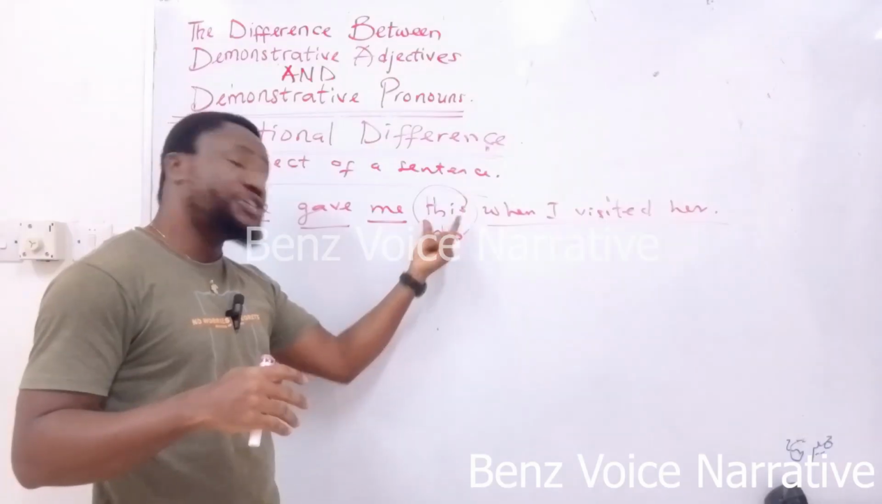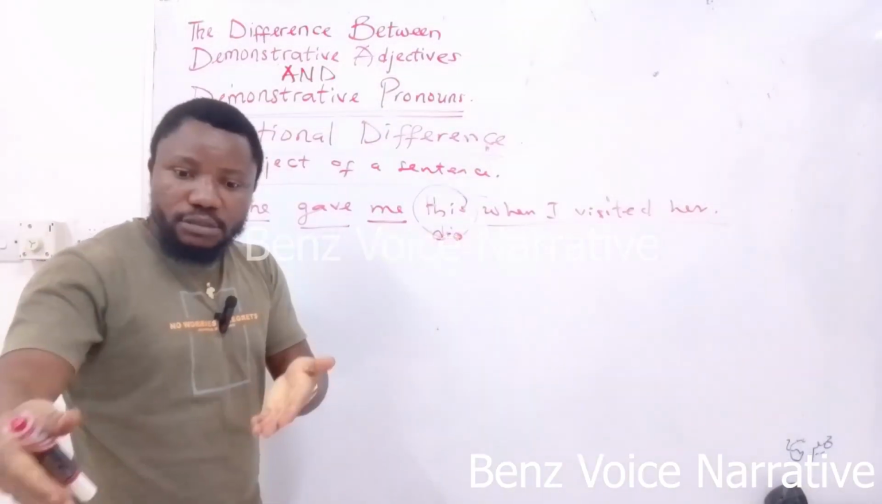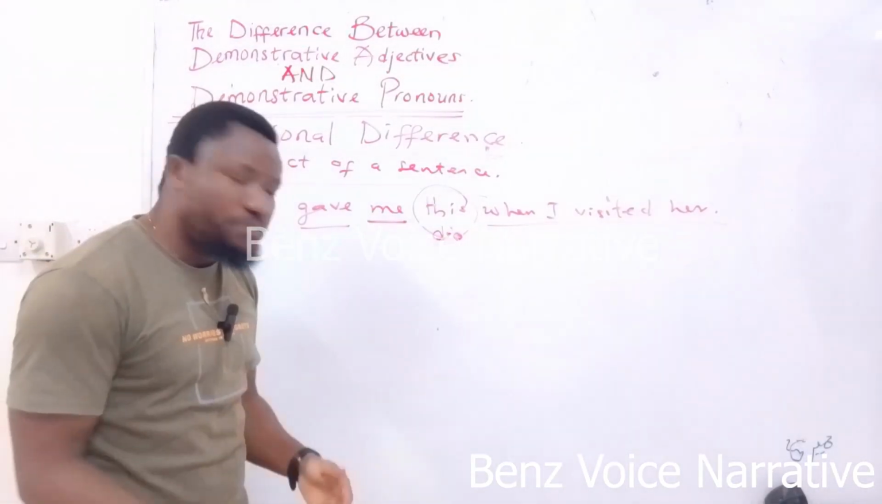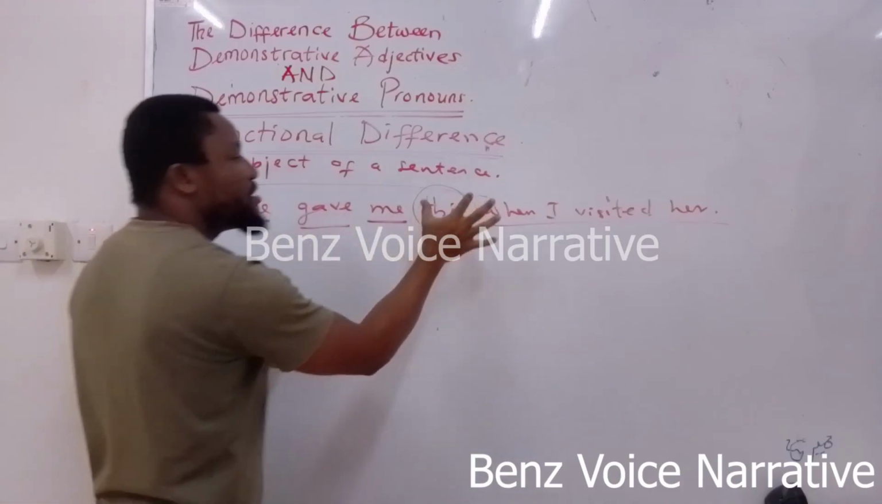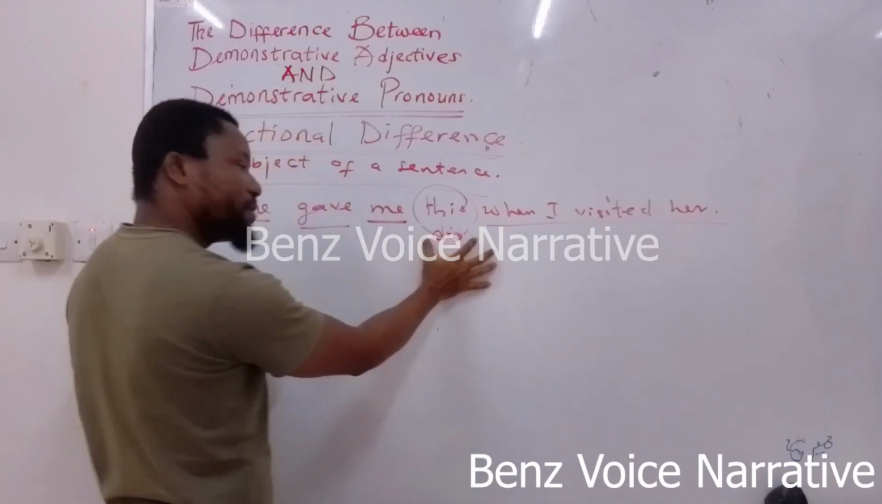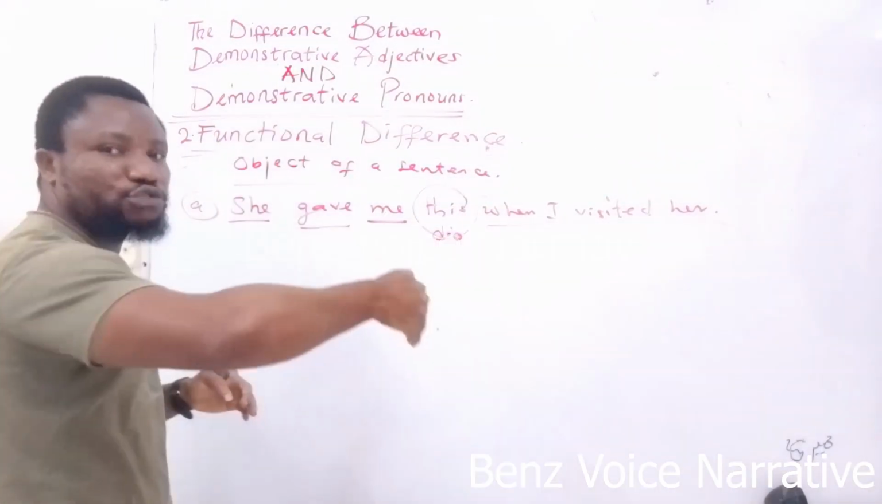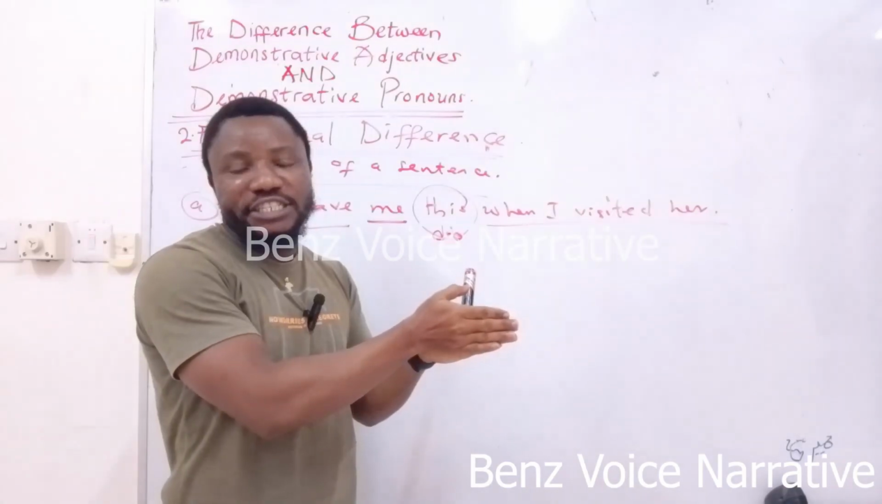It can be anything. This here can substitute, can replace, can be used instead of anything. It could be maybe a microphone. It could be food. It could be a car. It could be a bottle. It could be just everything you can imagine. She gave me this. What did she give me? This. So this here is a demonstrative pronoun and not a demonstrative adjective.